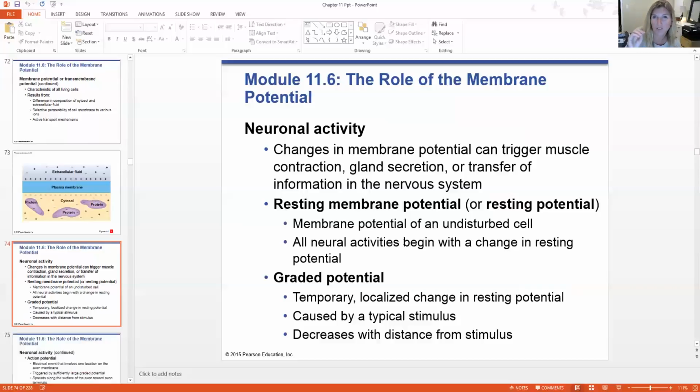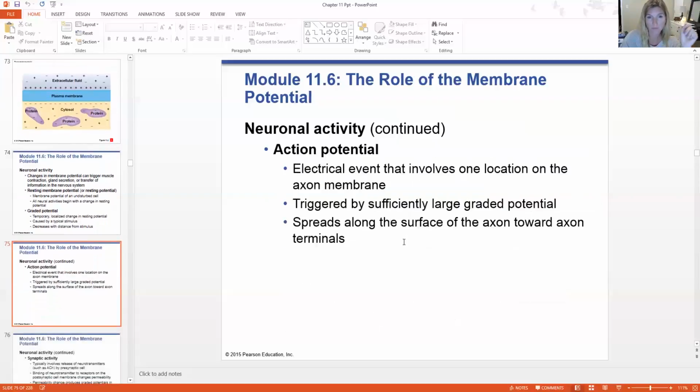It's caused by just a small stimulus. If the potential is very far away from the stimulus, it's not obviously going to be as much of a change or as much of a graded potential as something that was very close to the stimulus. It's kind of like an echo effect. So the action potential will only be triggered if the graded potential reaches threshold, or if it's big enough to change the polarity of the nerve cell itself.